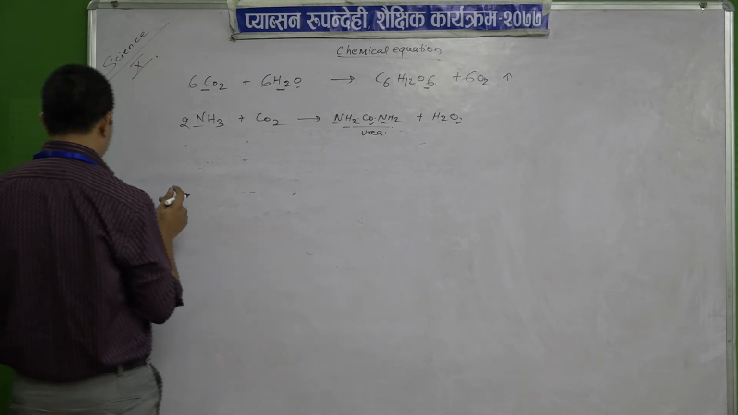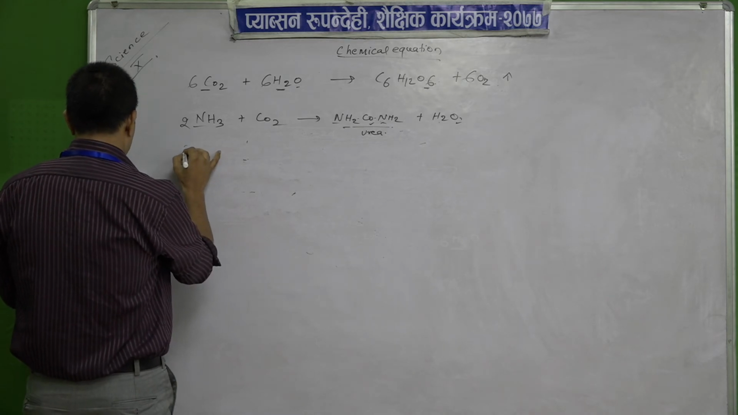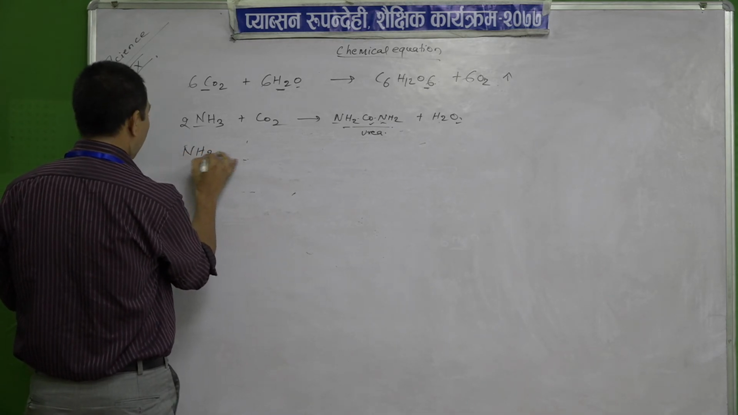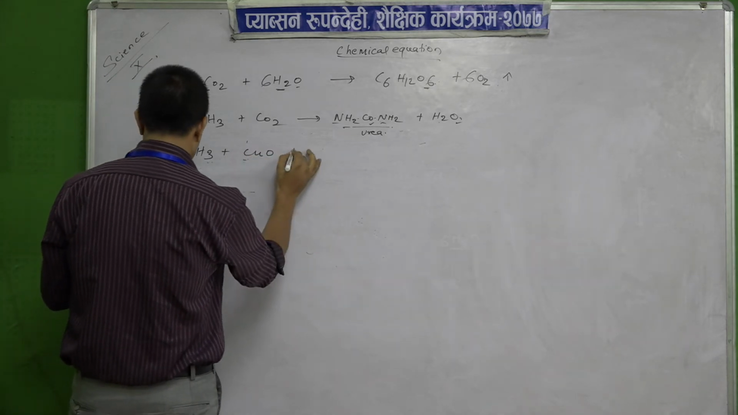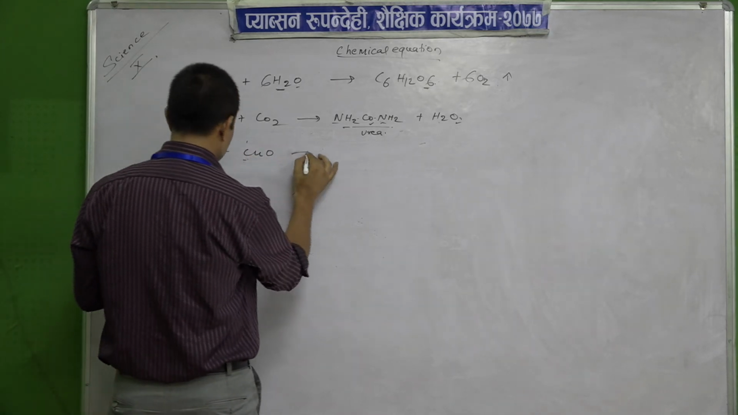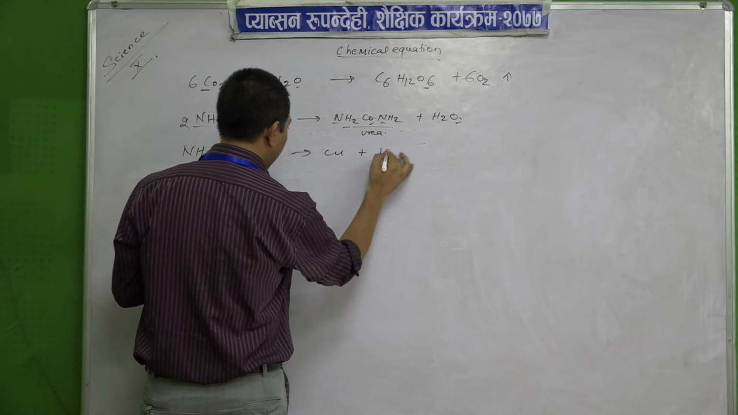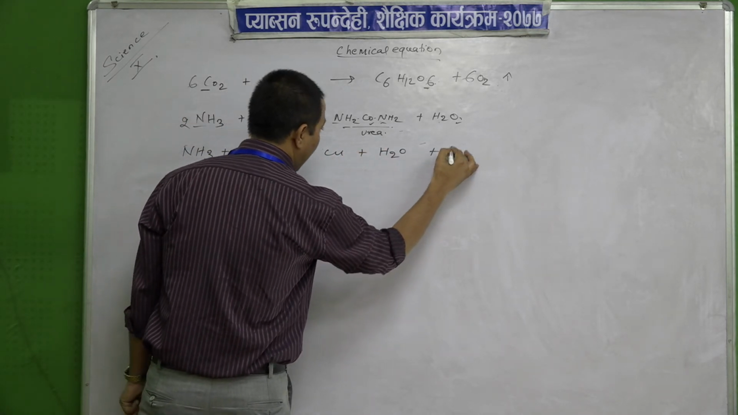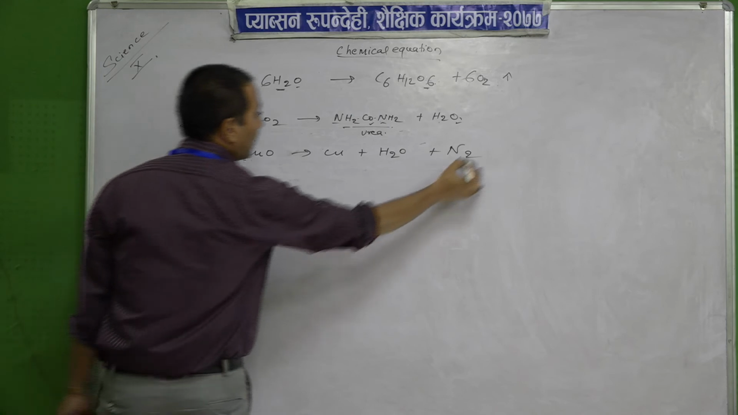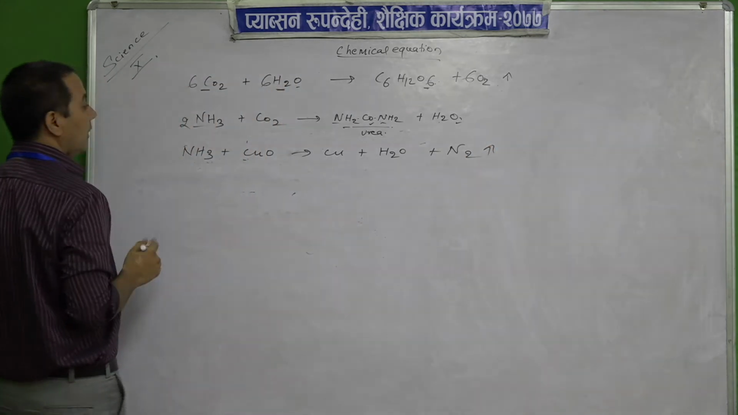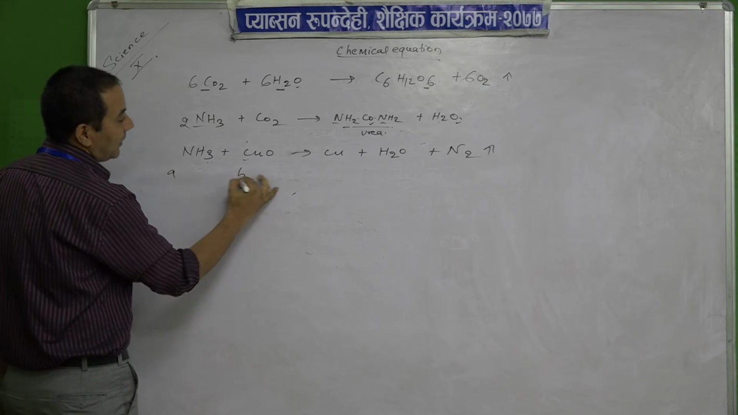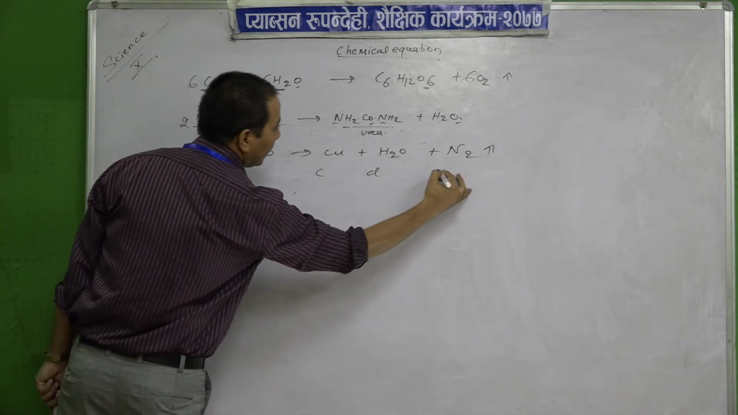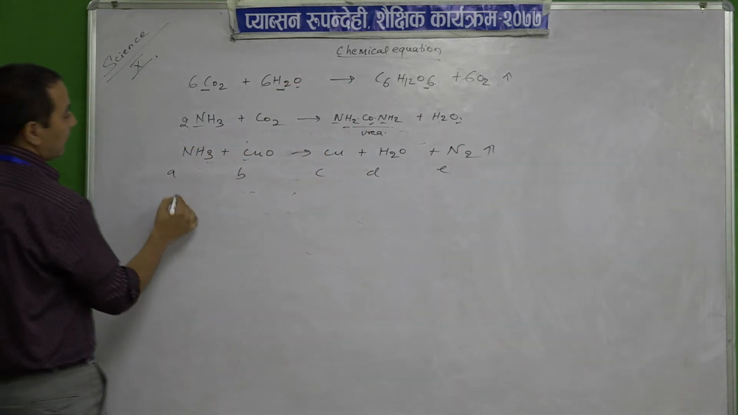Let's try the last one. NH3 plus CuO gives Cu plus H2O plus N2. Okay. So what is the process? A, B, C, D, E. Then what will we do?